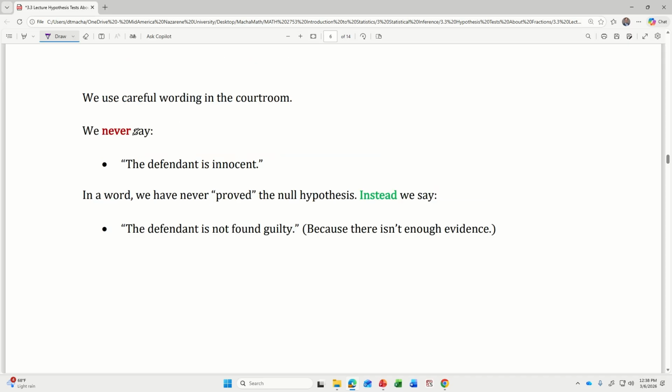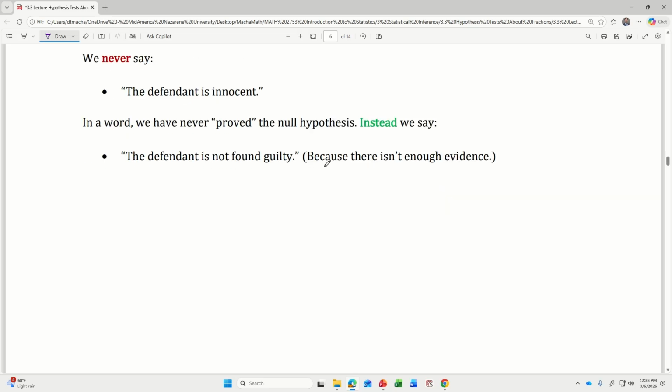You'll notice that in the courtroom, we never say the defendant is innocent, right? If a jury rules to let a defendant go free, they never say, we prove that the defendant is innocent. They just say, we don't have enough evidence to show that this defendant is guilty. We say the defendant is not found guilty. But not guilty is different from innocent.